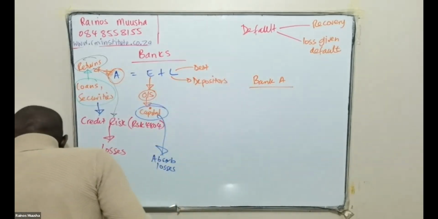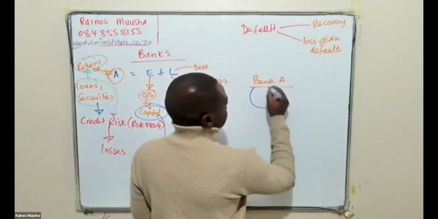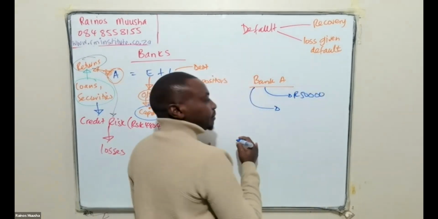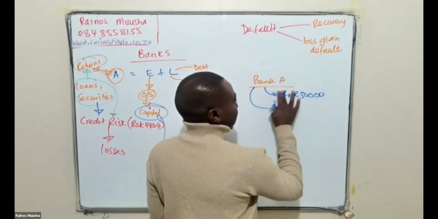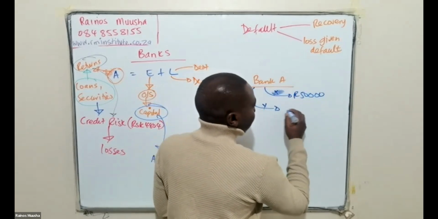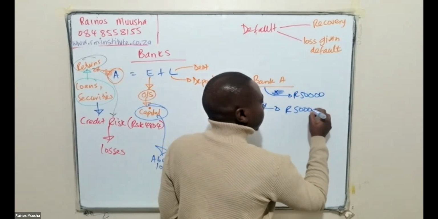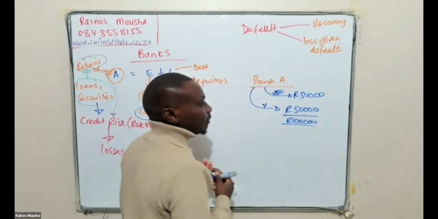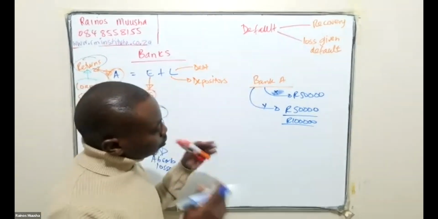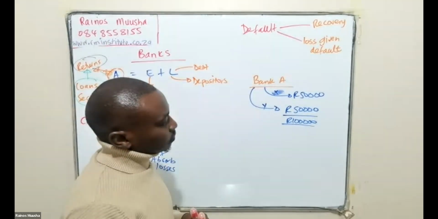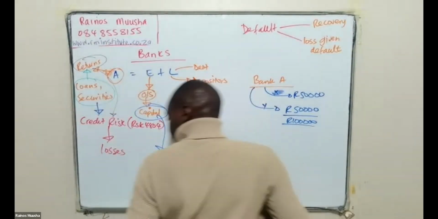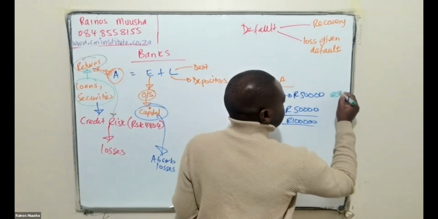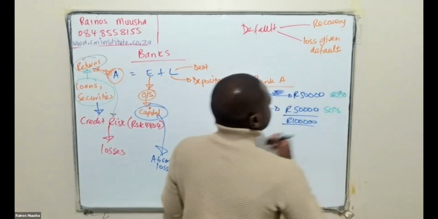Bank A only has 2 customers. They gave out a loan of 50,000 to customer X. And then they gave out a loan of 50,000 to customer Y. So of the 100,000 that they're being owed, they only decided to give out 2 loans, to customer X and customer Y. So which means in this case, 50% of their portfolio is in customer X, and 50% of their portfolio is in customer Y.